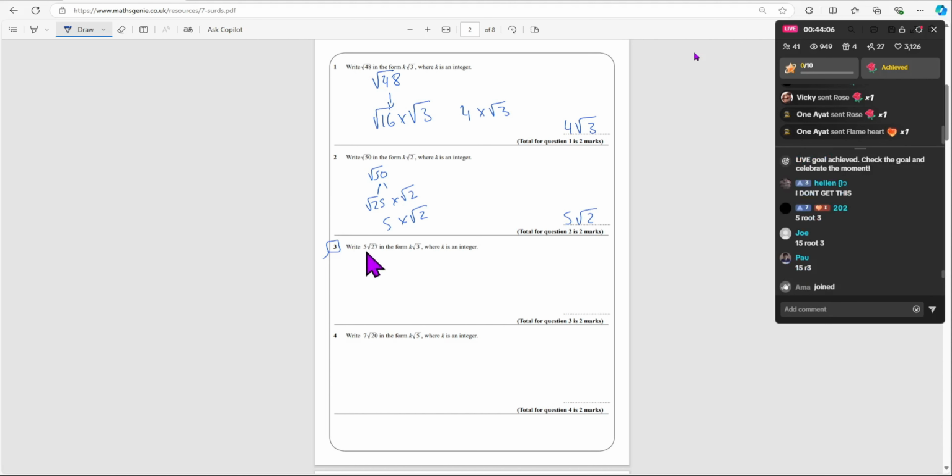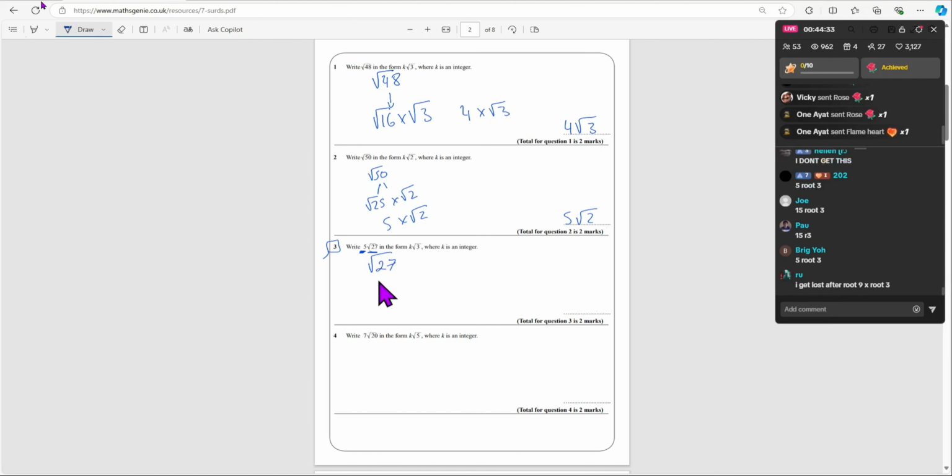What we're going to do is ignore this number on the outside, because that's when people get confused. The first thing we're going to do is focus on this root, the square root of 27. Focus on the square root of 27. Do not forget about the 5, okay? Forget about the 5 for now. Focus on this. So we have to simplify the square root of 27.